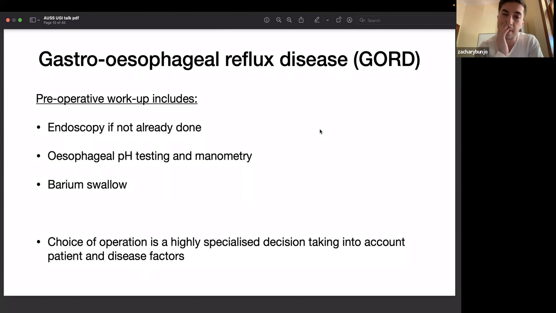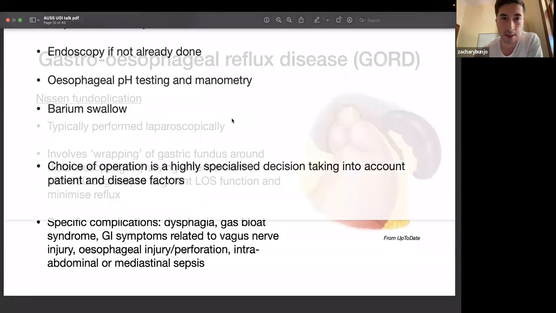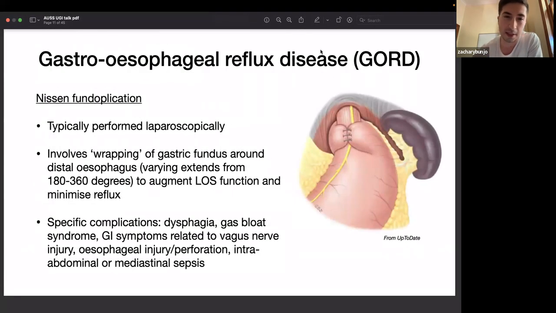And as I've got on the bottom of the slide there, it's a fairly highly specialized decision, taking into account patient and disease characteristics and exactly what operation an upper GI surgeon is going to go with. Just so you guys have a broad overview on a common operation that's done, and in case it comes up in an MCQ, it's good to have an awareness of what this surgery involves and some of the classic possible complications.